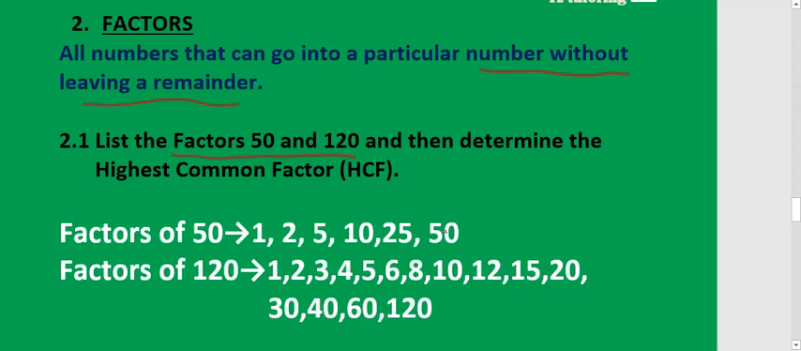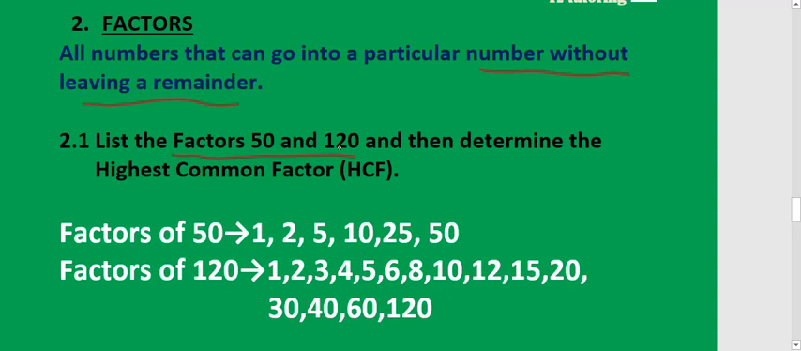So the basic method you use to check if a number is a factor, you just divide it into that particular number. Okay, so you can divide any number into 50, and if it goes into 50 without the remainder, then it's a factor. All right, and those are obviously the factors of 120. All the numbers that could go into 120 without leaving a remainder. Okay, so we've listed all the factors of 50. We've listed all the factors of 120.